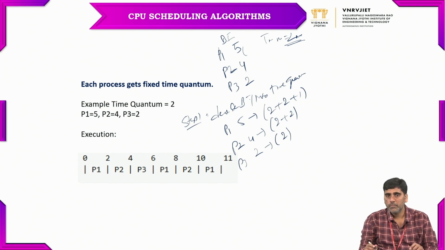We have to move the P1 into the queue. So P1 moves to the queue. The arrival time of P1 is what? 0, because they are not given any arrival time for the process. So by default, all the processes have an arrival time of 0.